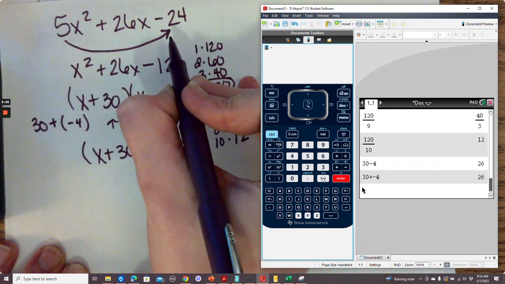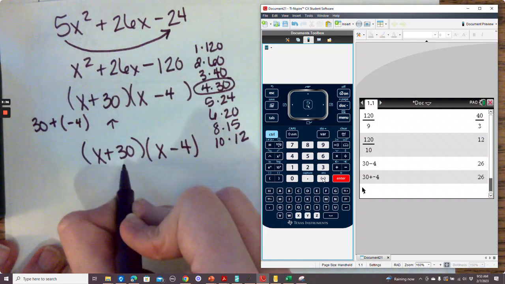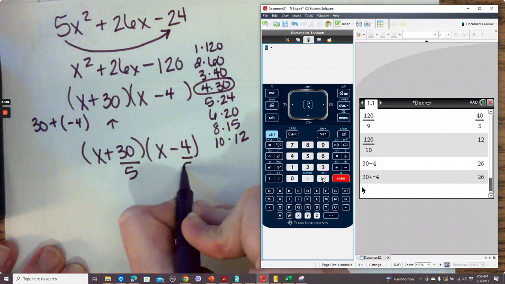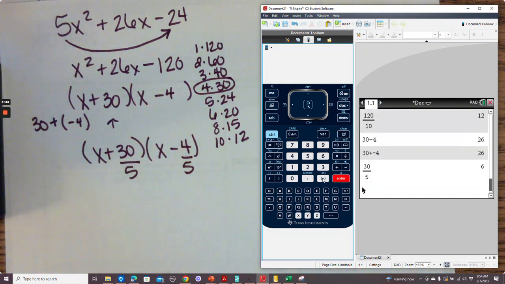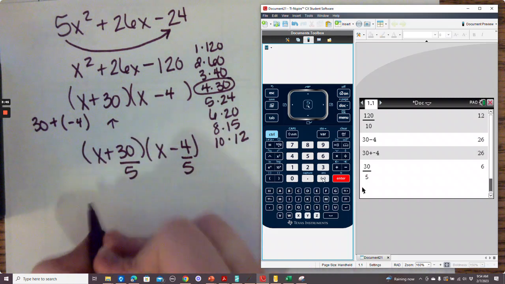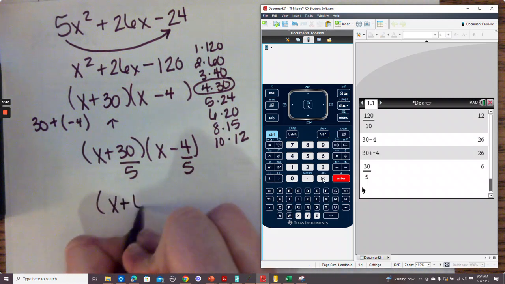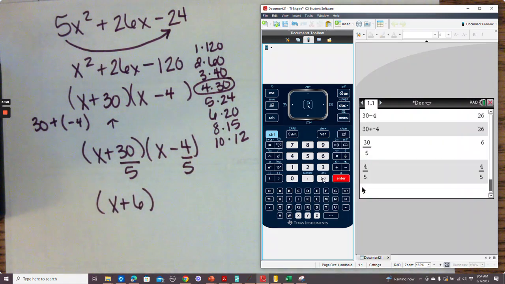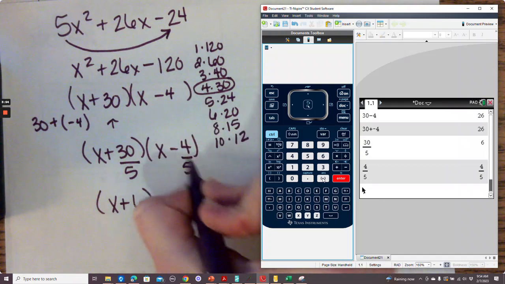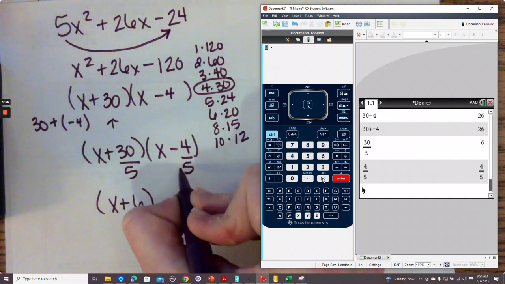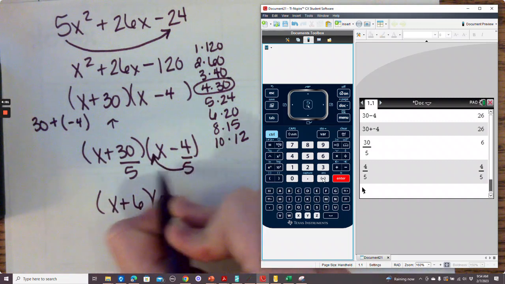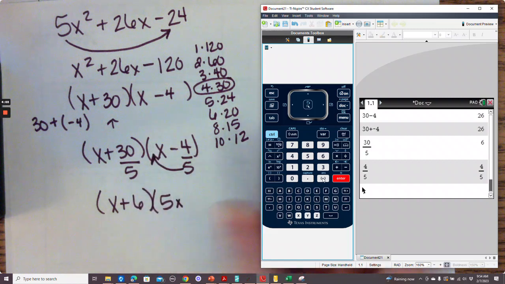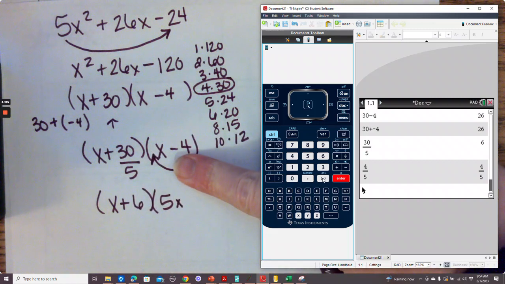Since I multiplied, to undo multiplication, I divide. And then I check. So 30 over 5, you can check it in your calculator, simplifies to a 6. X plus 6. 4 over 5 doesn't simplify. So I don't like fractions, so I take the bottom part of the fraction and I slide it in front of the x. So the 5 slides in front of the x, and then I keep the end part, minus 4.